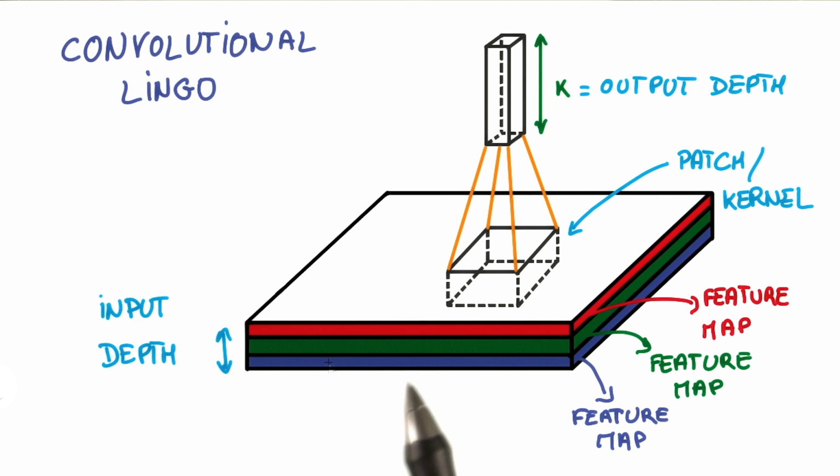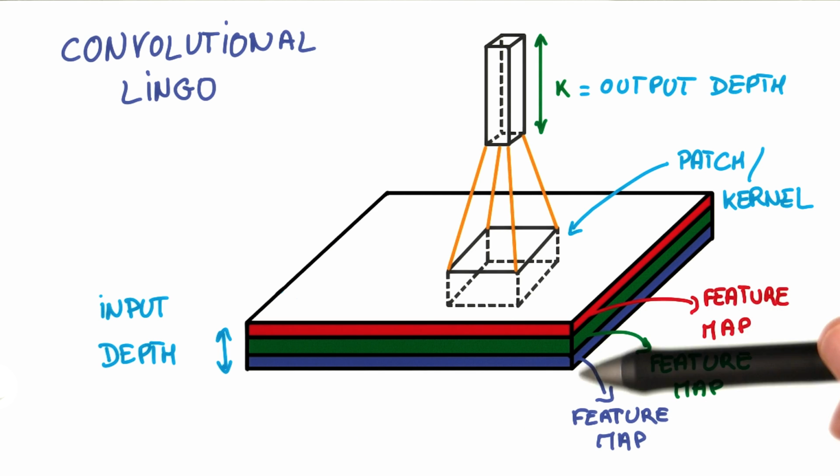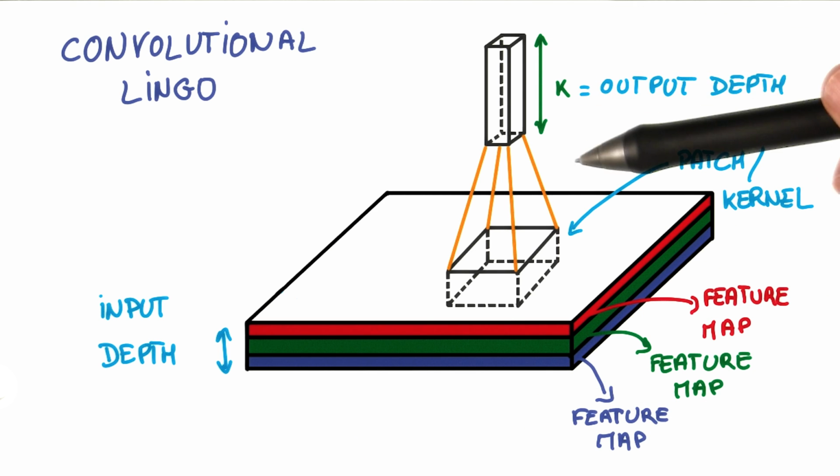If you're going to implement this, there are lots of little details to get right and a fair bit of lingo to get used to. You've met the concept of patch and depth. Patches are sometimes called kernels. Each pancake in your stack is called a feature map. Here you're mapping 3 feature maps to k feature maps.